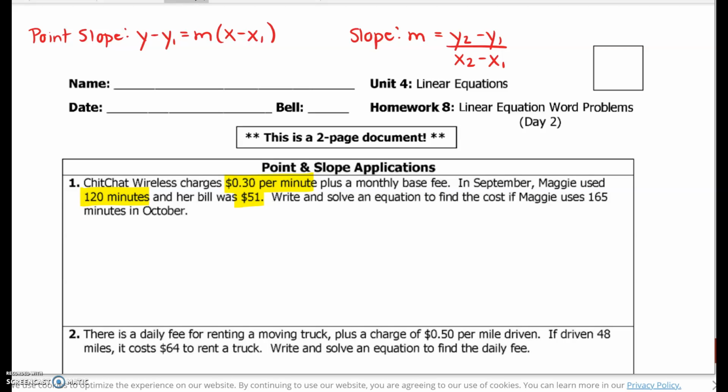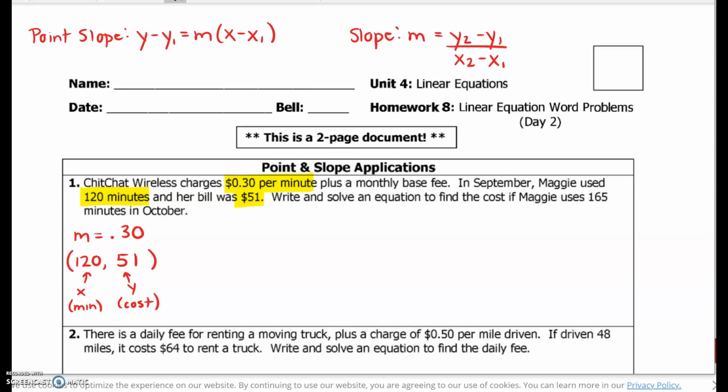So for this scenario, we need to identify the slope. What is changing depending on the number of minutes that we use the phone? So we should be able to see that is 0.30. That will be the number we use for our slope in this scenario. We also need an x and a y in order to represent our point. In this case, 120 minutes cost $51. That represents an x, which is the number of minutes, and a y, which is the total cost in this scenario.